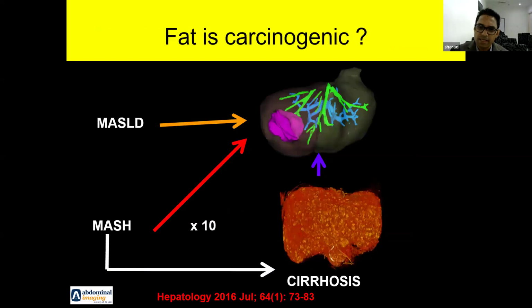Now what is interesting, even if you just have fatty liver, it may not have any inflammation, you are at risk of HCC. If you get inflammation, steatohepatitis, your risk increases by 10 times. And if you become cirrhotic, then there is an even further incidence. So some people are saying that even the fat itself in the liver is acting like a carcinogen.